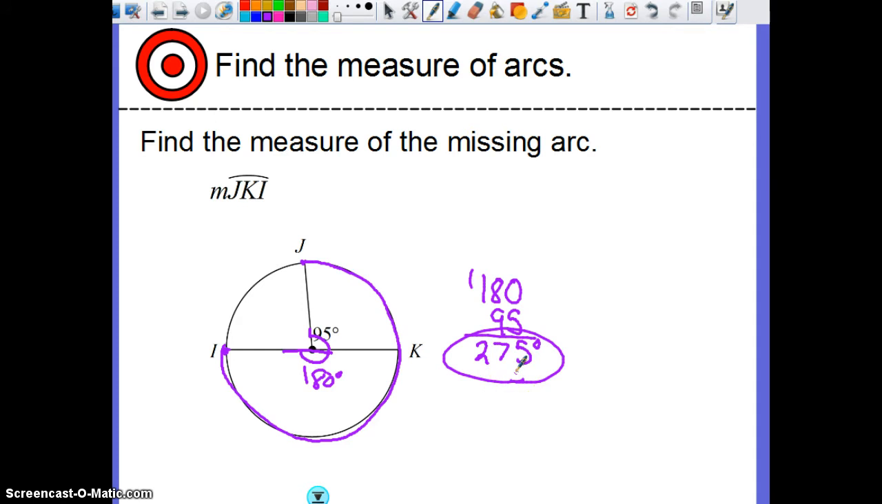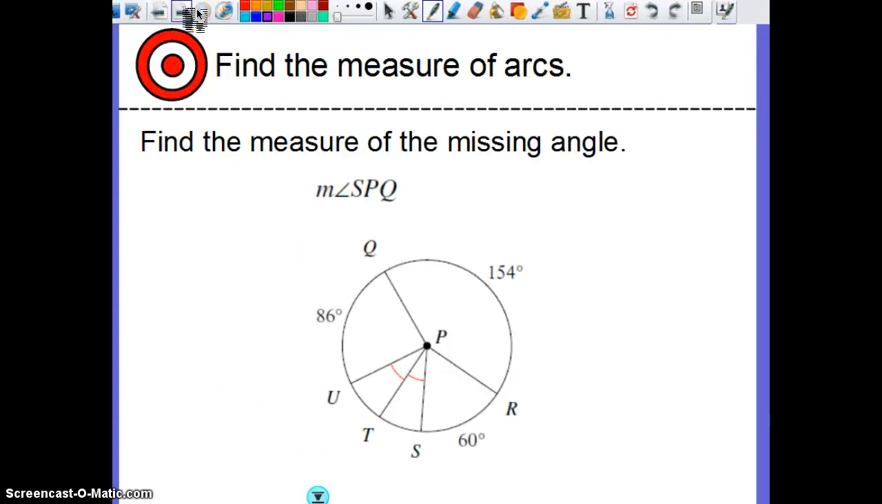Okay, so pretty straightforward. A lot of these will use either vertical angles, knowing that half the circle is 180 degrees, and that a straight line is 180 degrees. And knowing that a whole circle is 360. So angles work pretty much the same way.